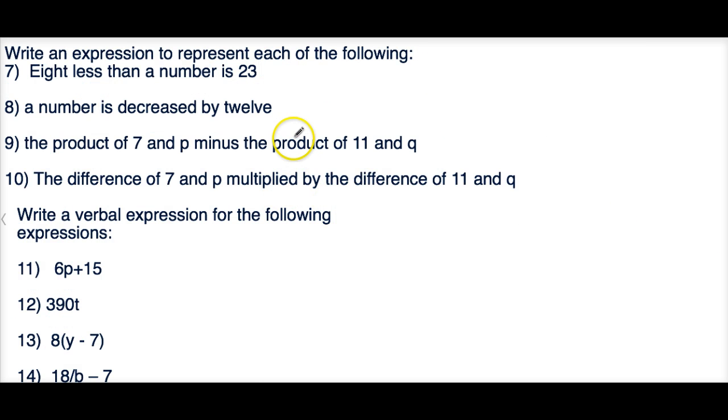Number 7, for 7 through 10, we're writing an expression to represent each of the following. So number 7 is 8 less than a number is 23. So I know when we say is 23, that's the equal side, that's the part that says that's the answer. So 8 less than a number. So we have a number and we have 8 less than that. So it's going to be a number minus 8.